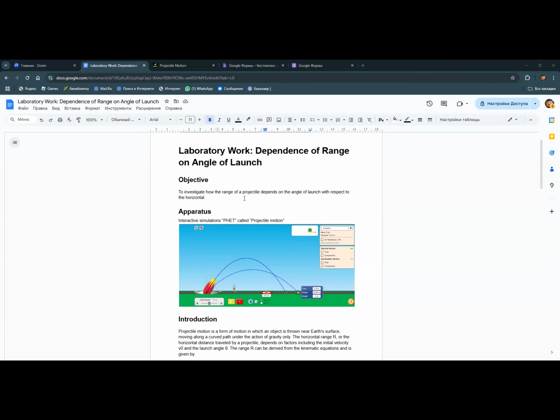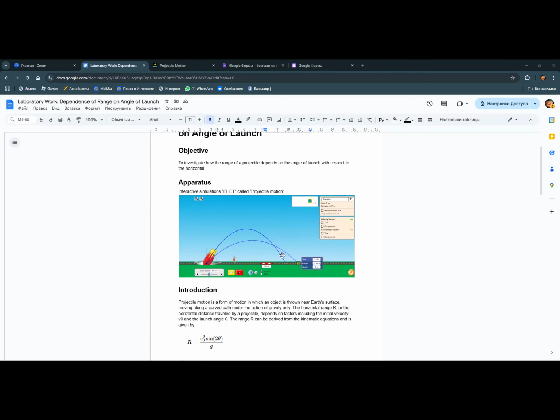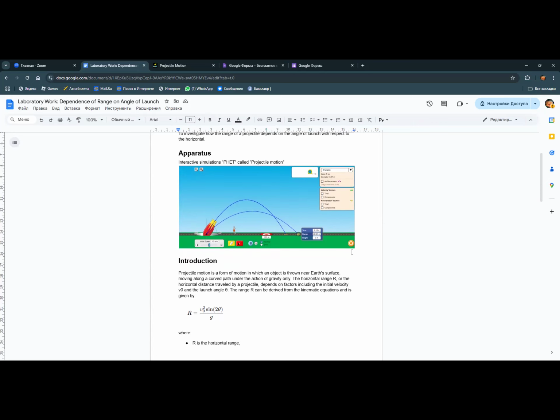PhET is an online simulation system for making laboratory works in an easy way. You need to open PhET in your browser and then find the projectile motion simulation. This simulation will look as shown in this picture.